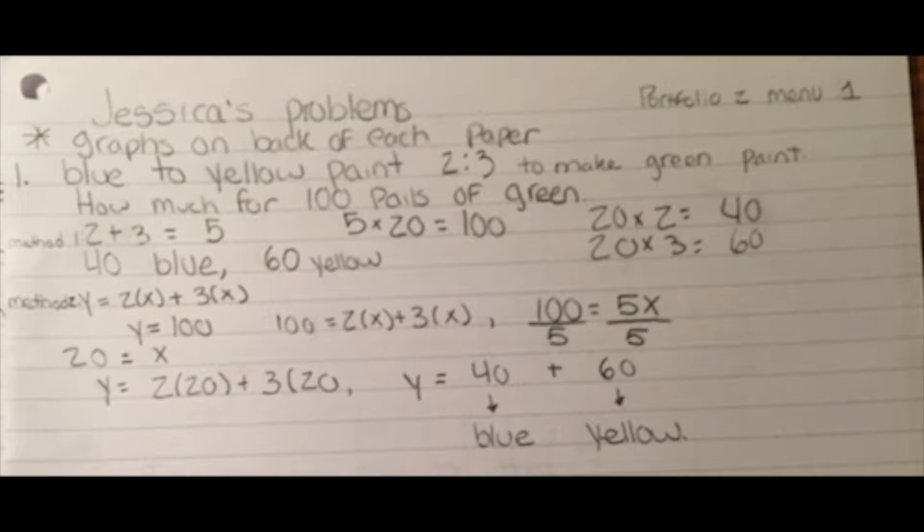Then I added the 2x and the 3x together and got 5x. So then I divided 100 by 5 and got the value of x, which is 20. So I plugged the 20 into the x's, and I got y equals 40 plus 60. The 40 represented the blue paint, and the 60 represented the yellow paint, and that would give me a total of 100.